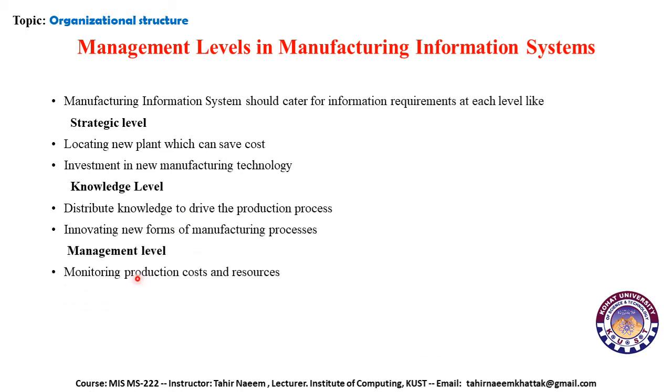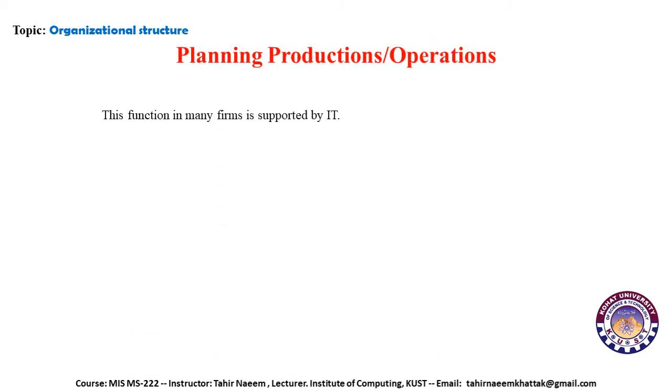Management level: monitoring production costs and resources. What are the costs of production and what resources are available with us. Operational level: look at the status of production tasks, whether the tasks given to the manufacturing people are achieved in production operation. This function in many forms is supported by the information technology department.